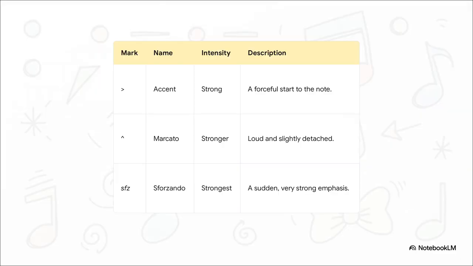But here's the thing. Not all emphasis is created equal. Composers actually have a few different levels of intensity. So you've got your standard accent for a strong start. Then you have marcato, that little rooftop-looking symbol. That's even stronger. It means play the note loud and short. And then, for the most drama possible, you have sforzando, which you'll see as SFZ. This is just a sudden, shocking burst of sound. It really is like a musical jump scare.